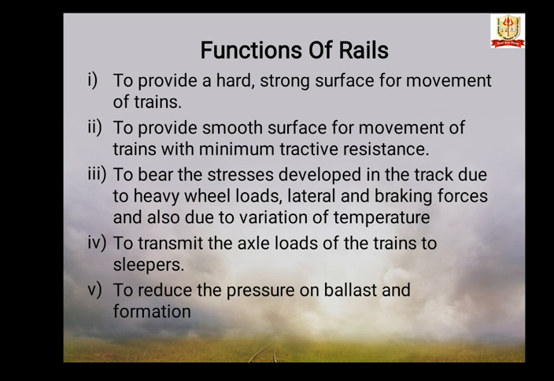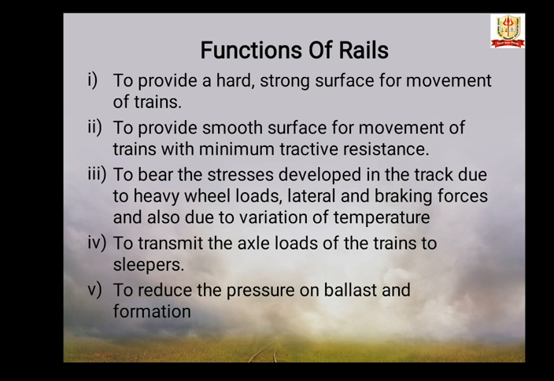So what are the functions of rail? To provide a hard, strong surface for movement of train. Next is to provide a smooth surface for movement of train with minimum tractive resistance. Next is to bear the stress developed in the track due to heavy wheel loads and lateral and braking forces, and also due to the variation of temperature. To transmit the axle loads of the trains to the sleepers, to reduce the pressure on ballast and formation. These are the functions of rails.